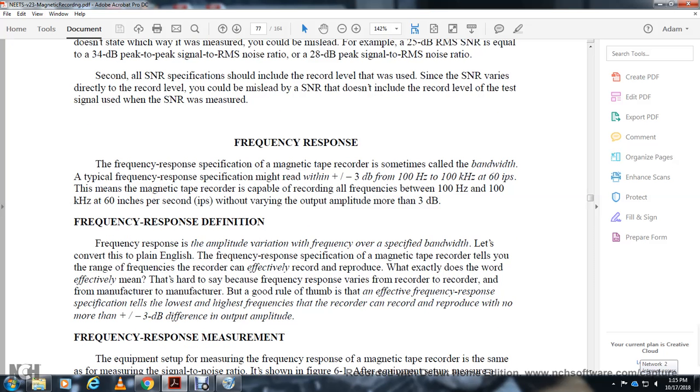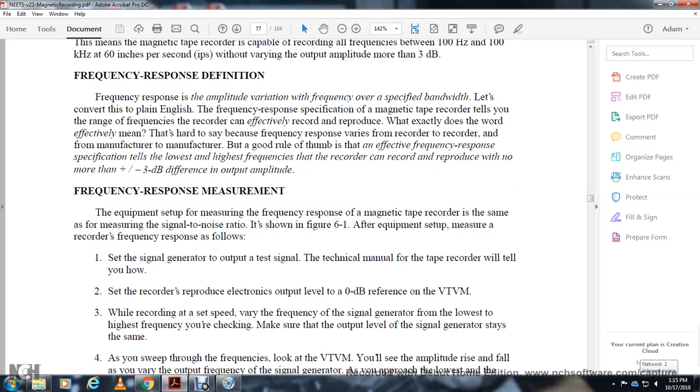Frequency response is the amplitude variation over a specific bandwidth, shown as a curve. The frequency response specification of a magnetic tape recorder is the range of frequencies that can be effectively recorded. The manufacturer's rule of thumb is that the lowest and highest frequency the recorder can record differ in output amplitude by no more than plus or minus 3 decibels.